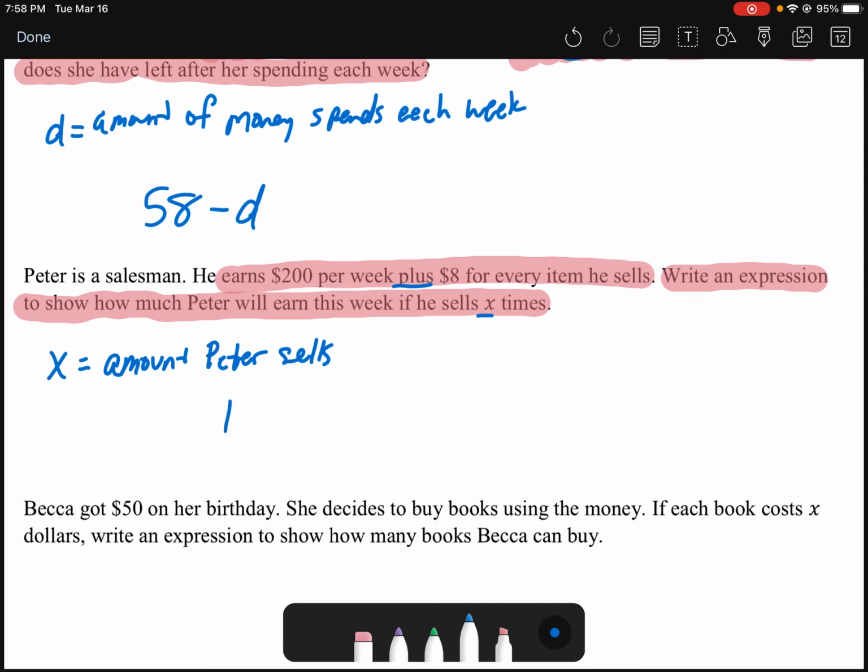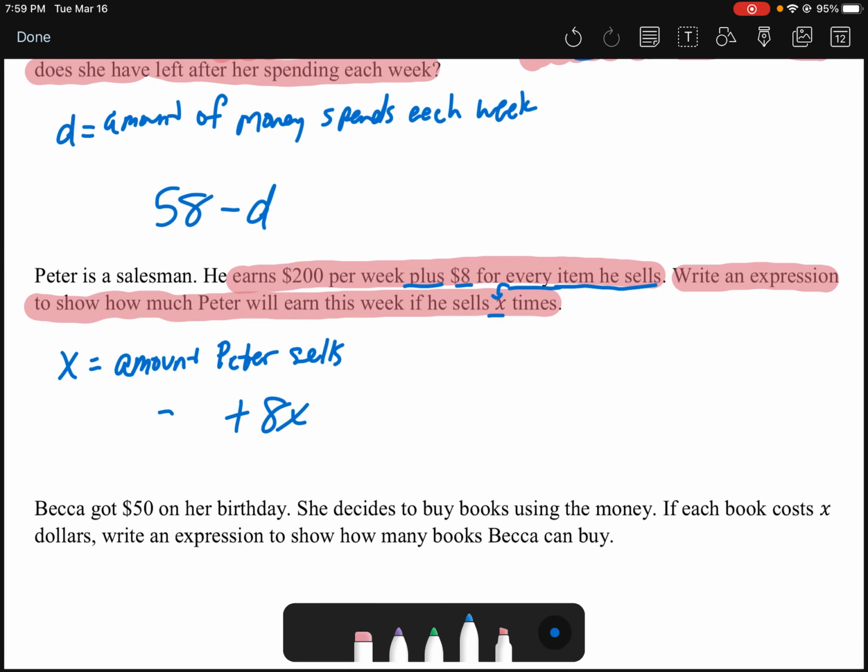Key thing here: I see plus, I'm adding two things together. I see every time he sells, that has to involve my X. So I know that 8 and X are chilling together. The only number left is that I have to add on that 200. If I look at this step by step, he starts off with $200, and then every additional time he sells something, he'll be getting $8 more added on. This is the correct expression that represents what's going on in this situation.